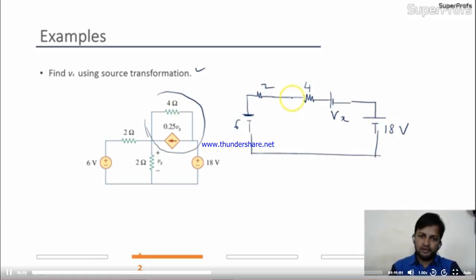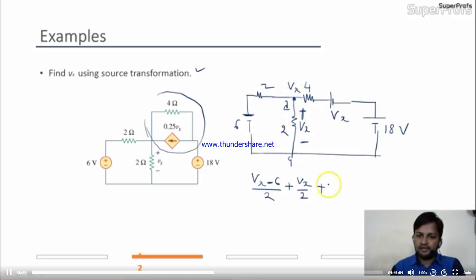Fine. Here is the branch in which we have to find out the Vx. This is 2. Now simply here the voltage is Vx. I can apply KCL over here. Vx across this 2, and 2 is connected between point A and ground. So I'll apply the nodal analysis over here. Vx minus 6 divided by 2, plus Vx by 2 here, plus this Vx minus 18 divided by 4 equal to 0.